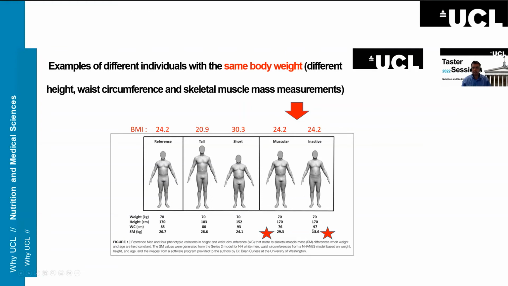So the chap on the right has a much higher waist circumference, which means he's storing fat in the abdominal region, both subcutaneously and viscerally. So that's fat around the organs, for example. And the chap on the right has a lower amount of muscle mass. So this is why we're trying to get across to people, and this is what we do when we do proper nutritional assessments, that measuring body weight alone, or measuring body weight and height, is not enough. It only gives you a rough estimation.